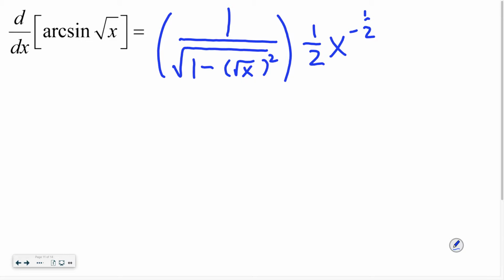Remember, square root of x is the same thing as x to the 1/2. So when we apply the chain rule, the derivative of radical x would be 1/2 x to the negative 1/2 with that power rule. So you can rearrange that to look prettier, or you can leave it like that. It is fine.